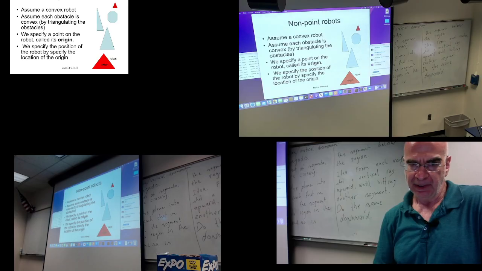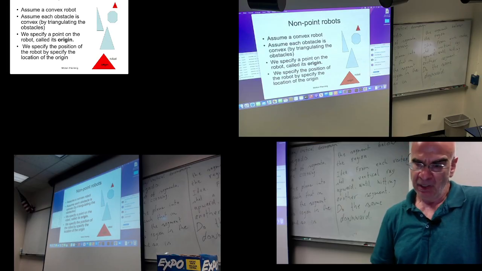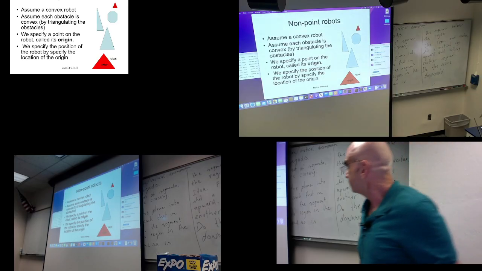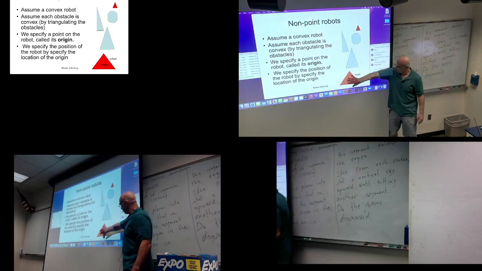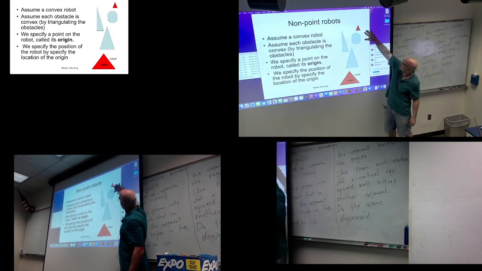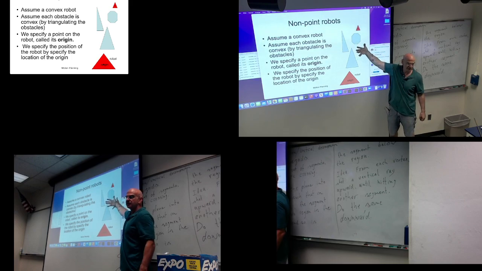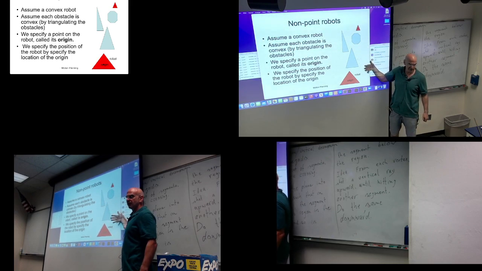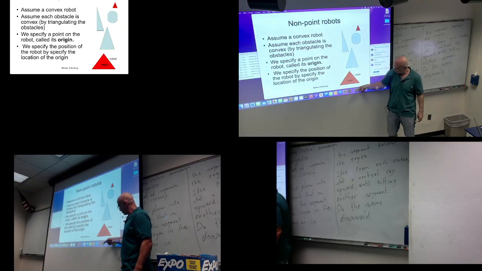is a triangle, at least convex. How do I specify a location of this robot? This robot is going to move and get to some destination. The objects are static, the robot is going to move. How do I specify a translation of the robot?